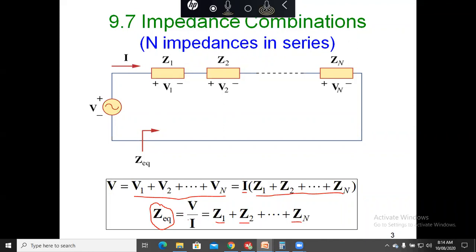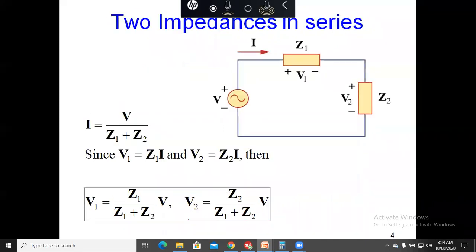So in this way, we will get the value of current in the network. So this is the implementation. If we have a series network, we apply the voltage divider rule if we have two impedances. So how can we apply the voltage divider rule? We know that the value of current is V by Z equivalent.